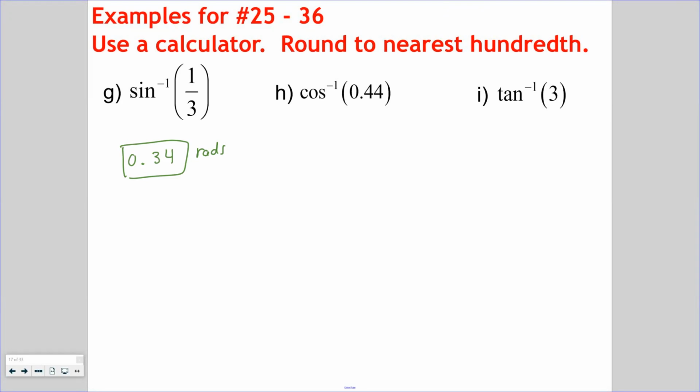Okay, and then just to check your work, make sure your calculator looks good, right? The inverse cosine of 0.44, that should be 1.12. Again, radians, it's an angle. Inverse sine, inverse cosine, give us angle measures. And then lastly, inverse tangent of 3, that is going to be 1.25. Okay.